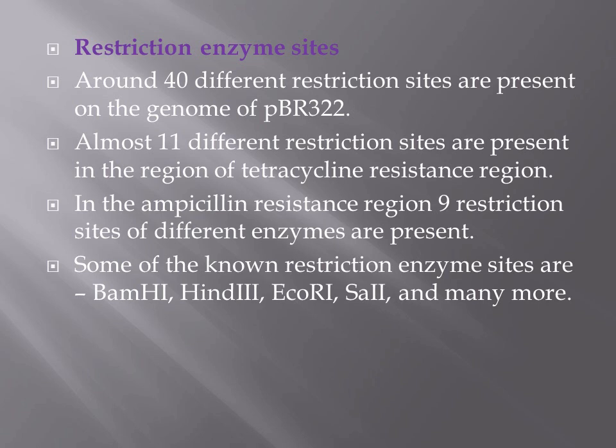Restriction enzyme sites. Around 40 restriction enzyme sites are present in the genome of pBR322. Almost 11 different restriction sites are present in the region of the tetracycline resistant gene, and 9 restriction sites are present in the ampicillin resistant gene.